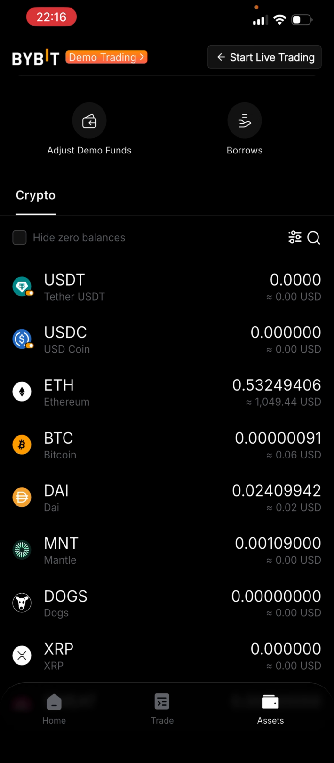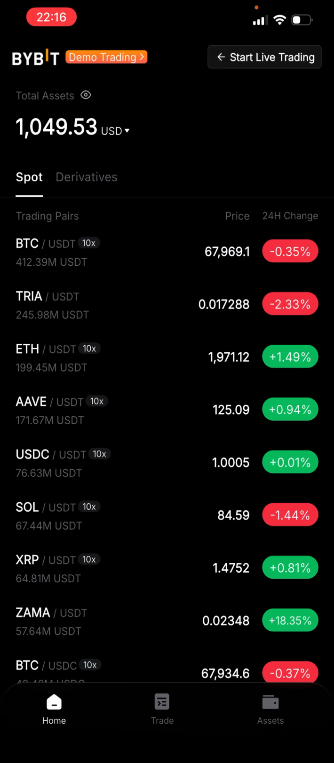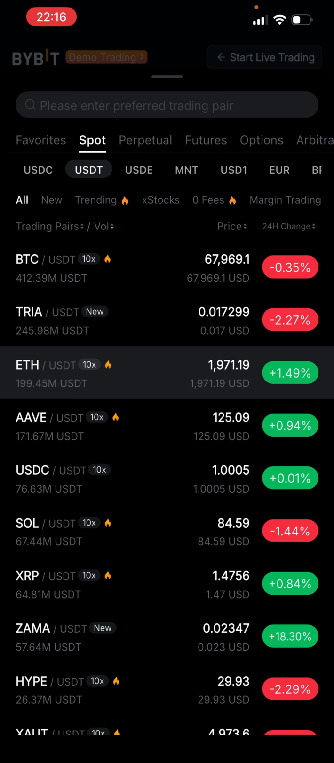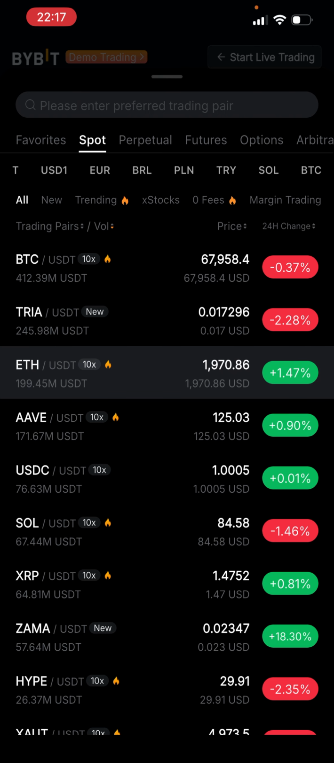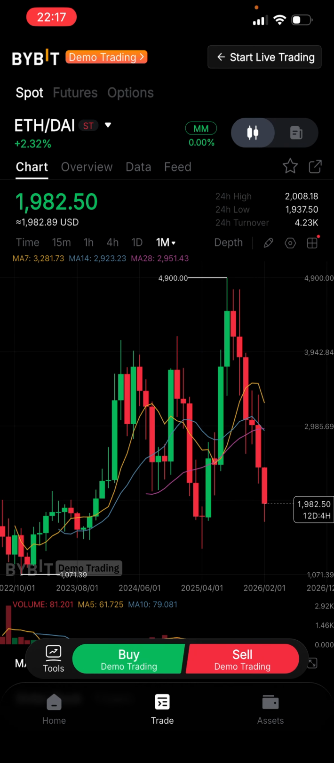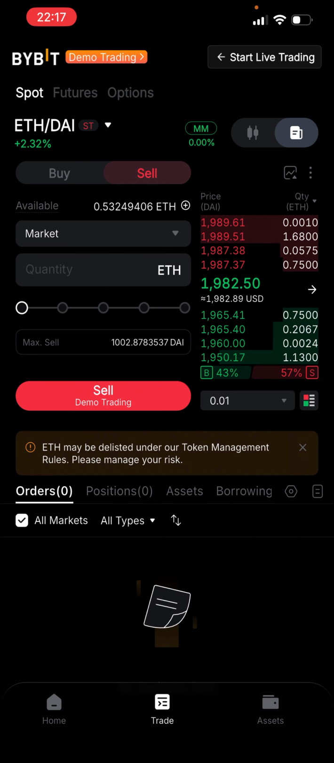You can see USDT done. So what we have to do, we have our Ethereum at 5324. So already we have bought Ethereum, so we need to click Ethereum. From Ethereum, remember we had 1050, it needs to be more, so we go here to DAI. Then from DAI we can still see it is at 1982, so we click there and sell our Ethereum back to USDT. So that is what goes on.